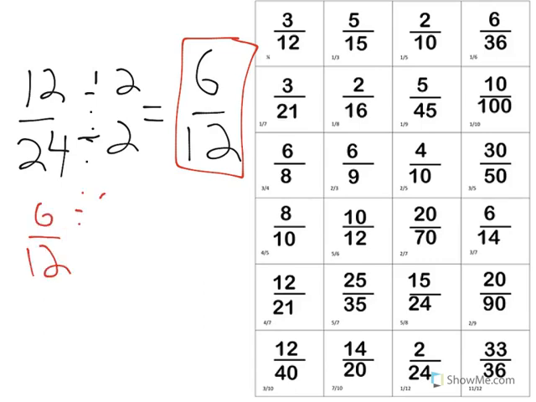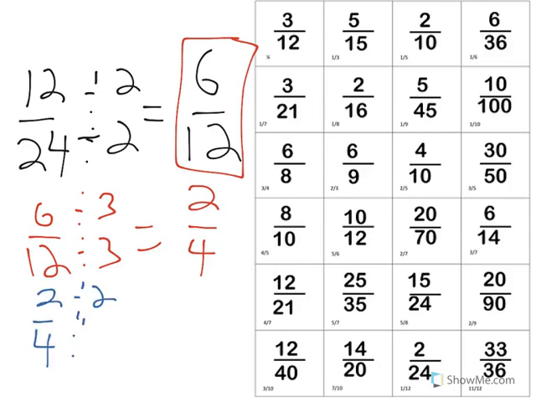We can divide it by 3, because we know 3 goes into 6, and 3 goes into 12. So our answer would be 2/4. Now I realize we have to make it even smaller, so we're going to do 2/4 divided by 2 divided by 2 equals 1/2. Now that is our final answer.